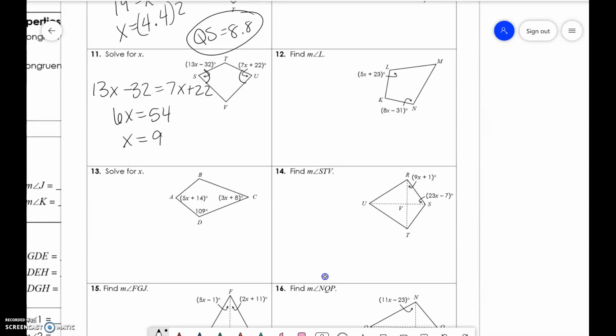For number 13, we use the fact that a quadrilateral is 360. So we do 360 minus 109 minus 109. That means these two angles left over need to equal 142. So we're going to add them together and solve for x.